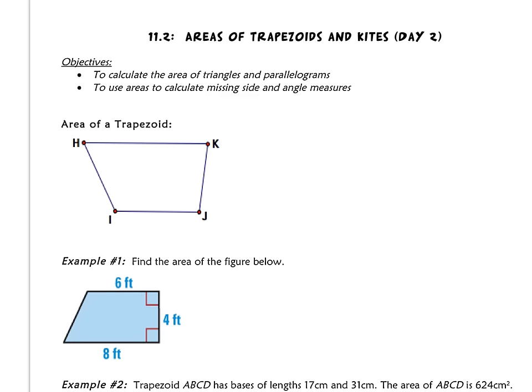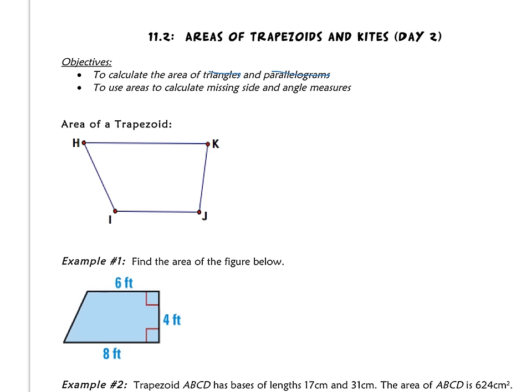Hello, hello, and welcome to the 11-2 notes on areas of trapezoids and kites. And actually, we're going to throw in some rhombuses as well. Today's objectives are to calculate the area of trapezoids and kites, not triangles and parallelograms. That was yesterday. And we're going to use areas to calculate missing sides and angle measures.